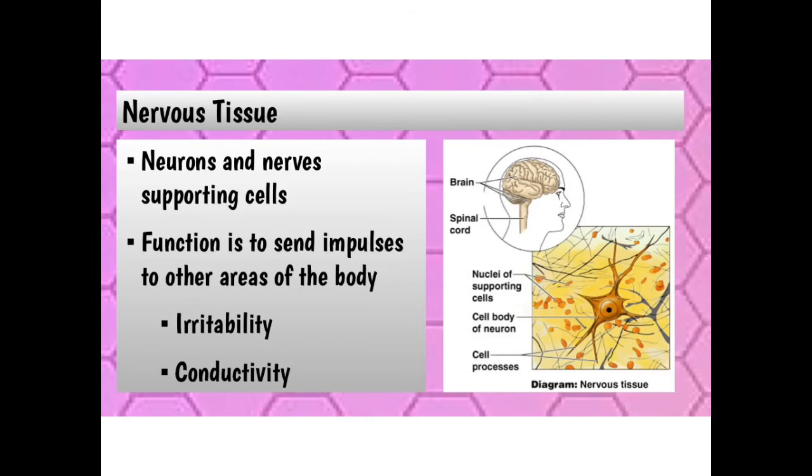And then our last type of tissue would be nervous tissue. Nervous tissue is made up of the neurons, which are nerve cells, and all the cells that support those neurons. The main function of nervous tissue is to send impulses to other areas of the body, and it deals with two functions, irritability and conductivity. So taking in the information, processing it, and then sending out a response.